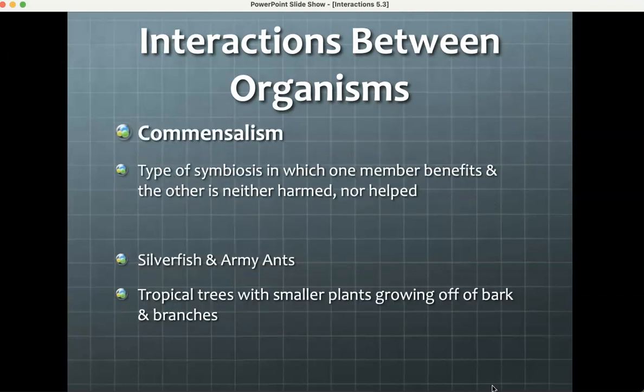Commensalism. Commensalism is where one member benefits and the other is neither harmed nor helped. So they're just kind of there. Silverfish and army ants. I don't know that example. It is in your textbook, though, because I would not have made that up. But I do know the tropical trees with smaller plants growing off the bark and branches.